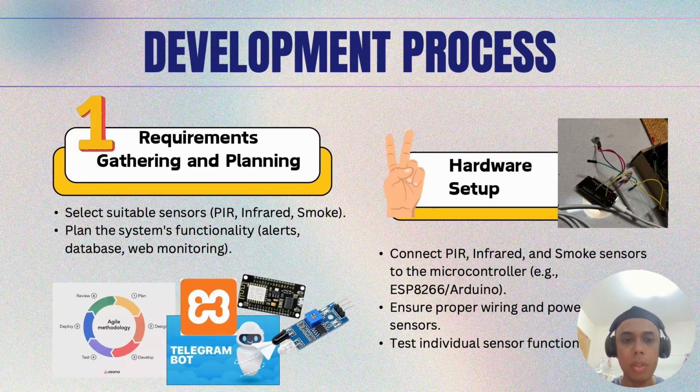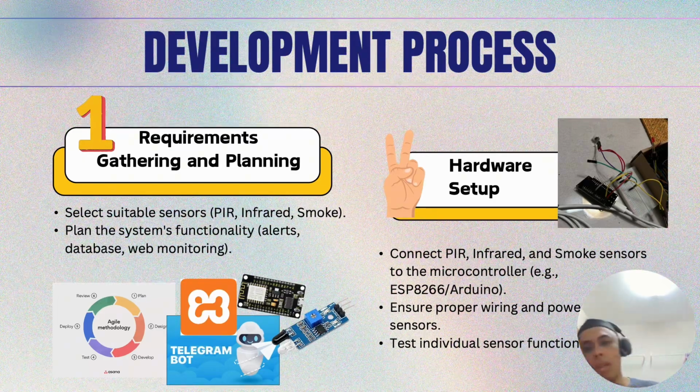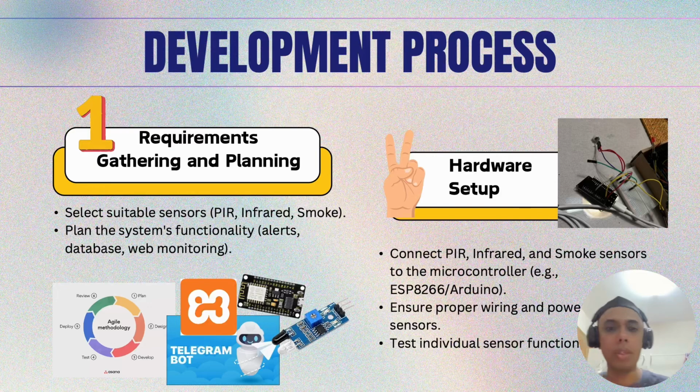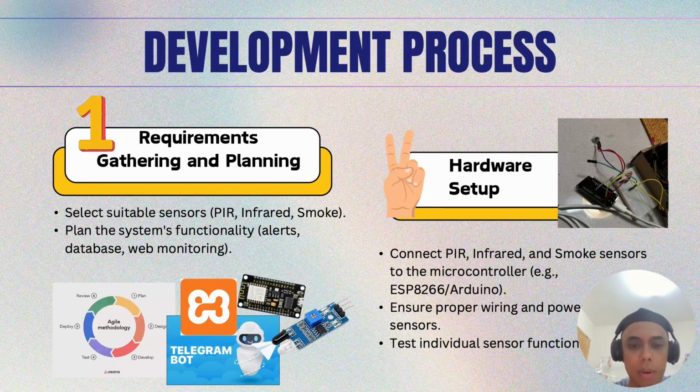For the development process, we have 5 points here. The first one is requirements gathering and planning. We will select the suitable sensors for this project, which are PIR sensors, infrared, and smoke. The second one is hardware setup. We need to connect everything with the microcontroller, which is the ESP8266 Arduino. We will ensure proper wiring and proper sensors. Then we will test the sensor function.